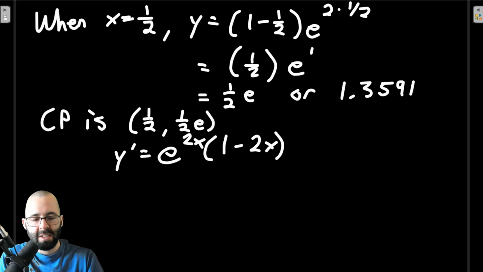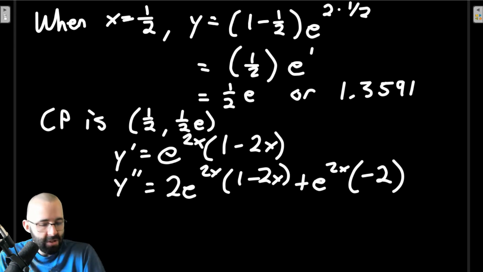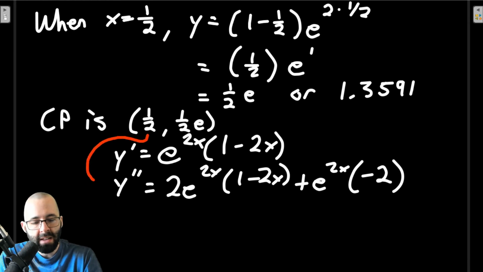Actually, the derivative is almost the exact same as the original function. So second derivative test means we need the second derivative. Take the derivative again. Derivative of the first function is 2e to the 2x multiplied by the second function, plus the original first function times the derivative of the second function, which is negative 2. And you could simplify this again, but all we really care about for the second derivative test is what is y prime at this x value.